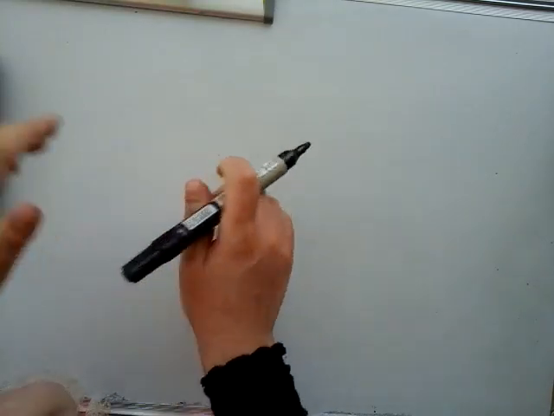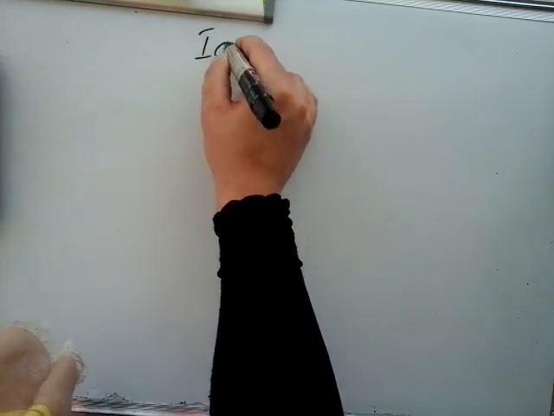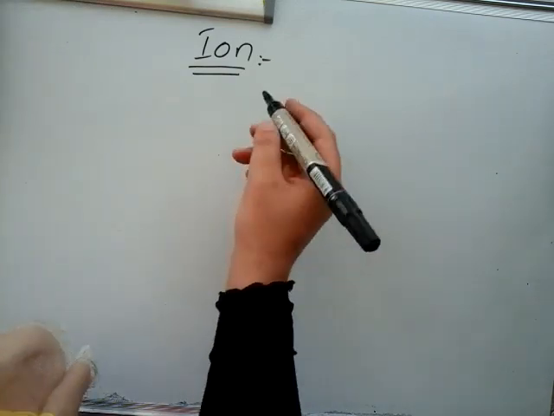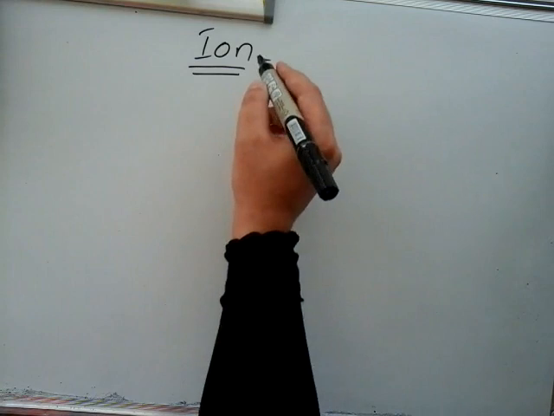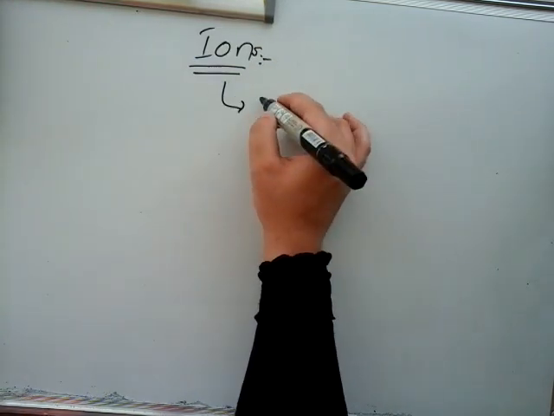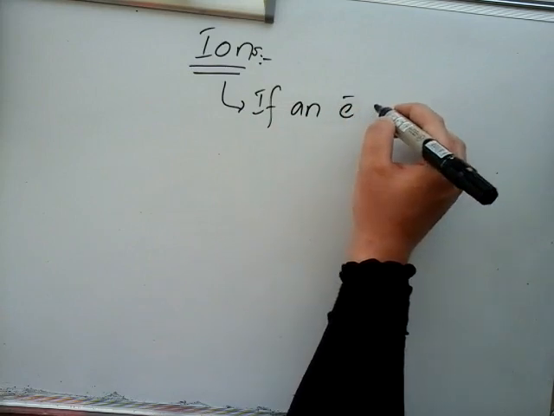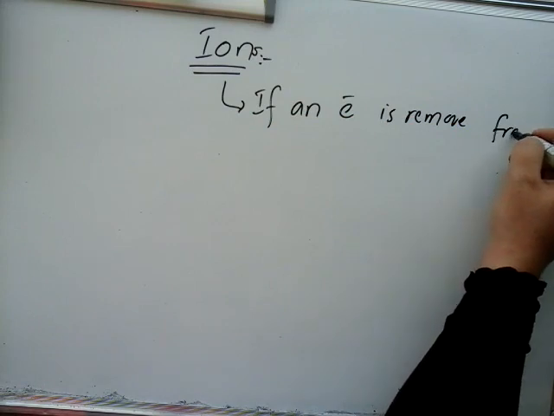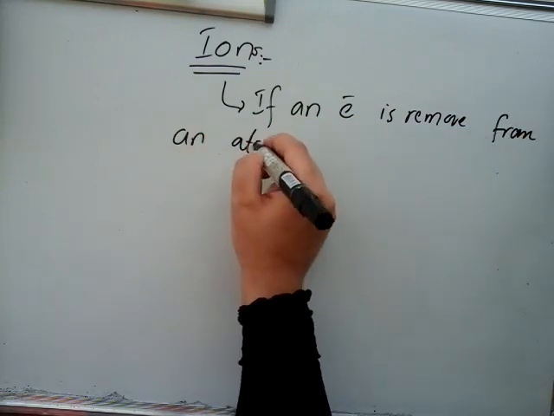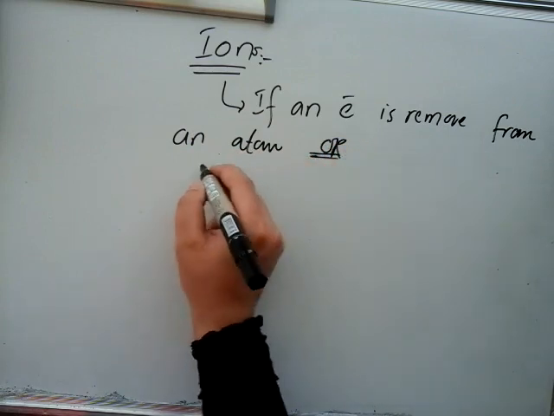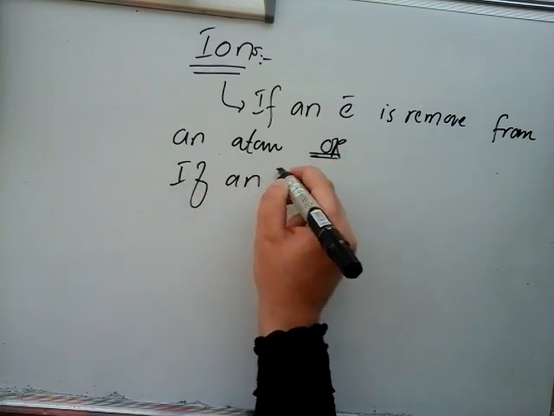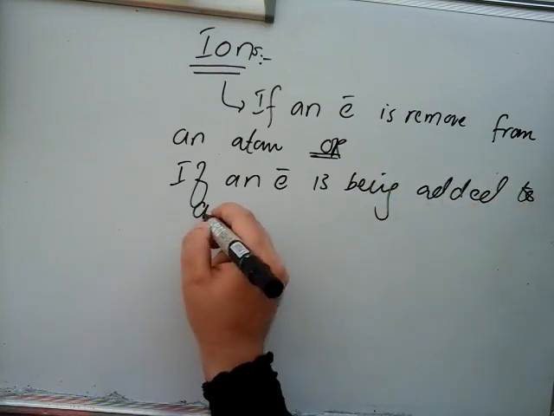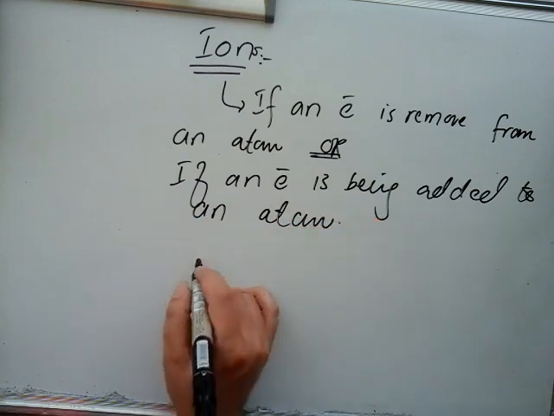Next important point related to the atom: you also learned about ions. What are ions? You may have studied this in your previous classes as well, but let me remind you. If an electron is removed from an atom, or if an electron is added to an atom, that atom is converted into an ion.